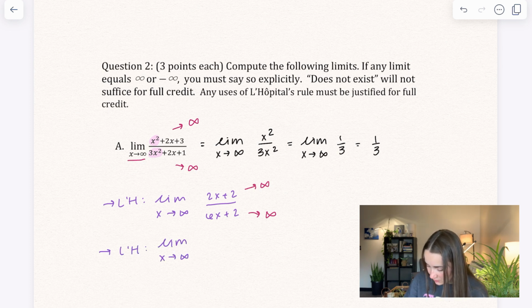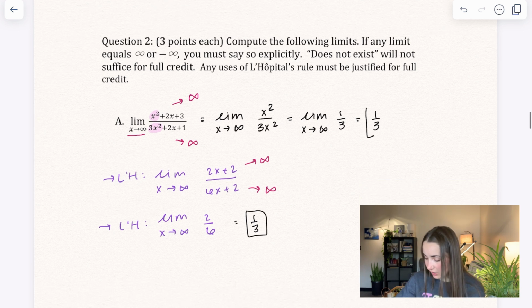So here when I do that, I get 2 divided by 6, and of course this simplifies to just being 1/3, right? When we take the limit of a constant, it's just equal to that constant. And we would get the exact same solution either way. So again, whichever your brain sees first, just go with it.